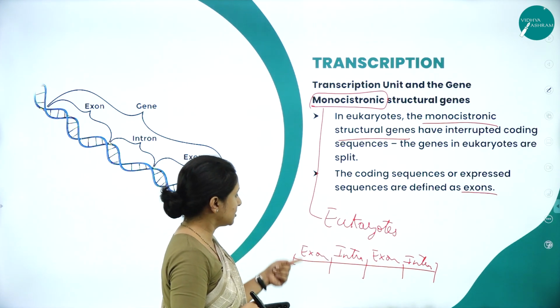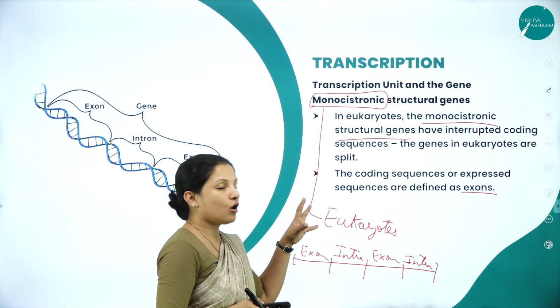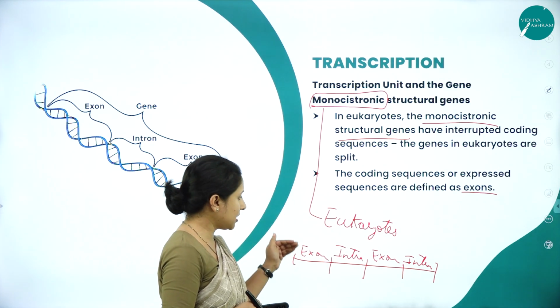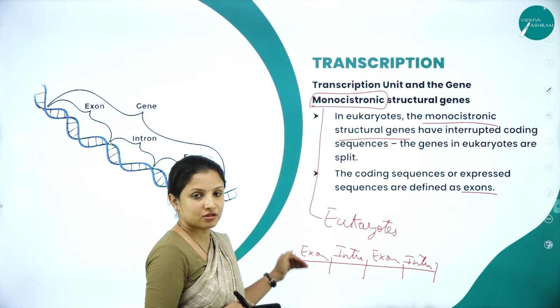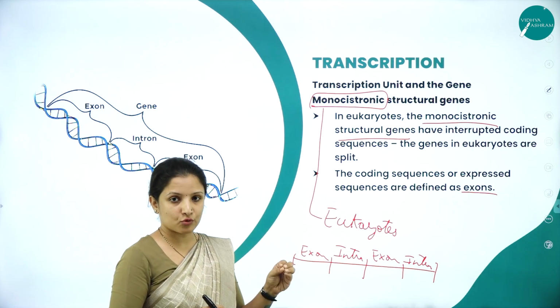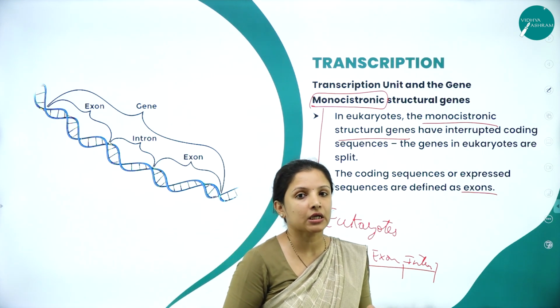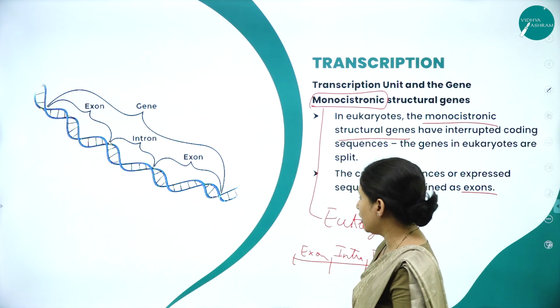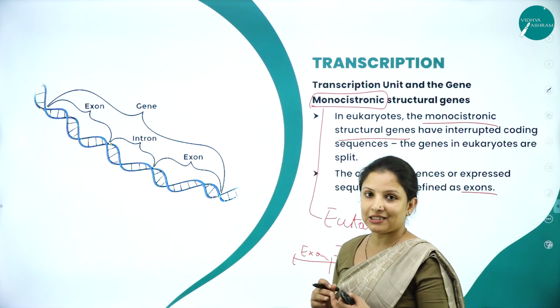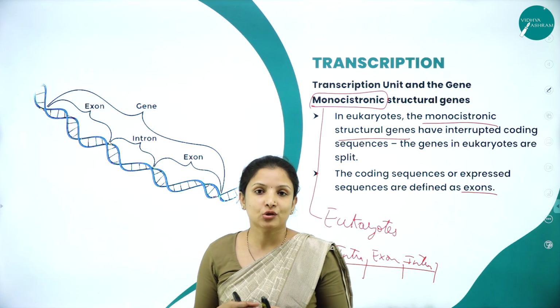Because of the presence of exons and introns, or because of the introns interrupting the coding sequences or the exons in eukaryotes, the transcription process in eukaryotes is quite complicated when compared to prokaryotes, because the introns, the non-coding sequences, need to be removed and the exons need to be joined.